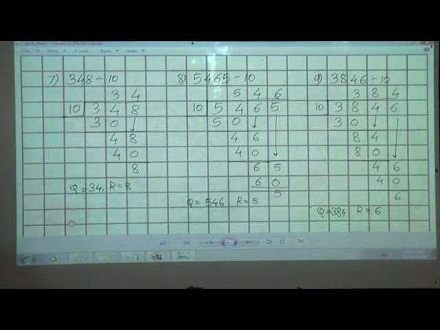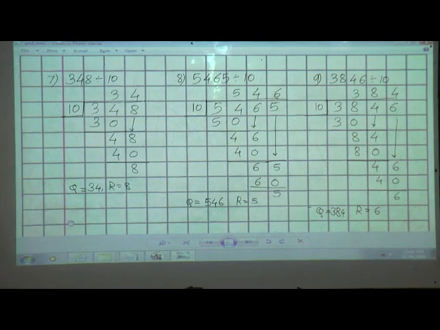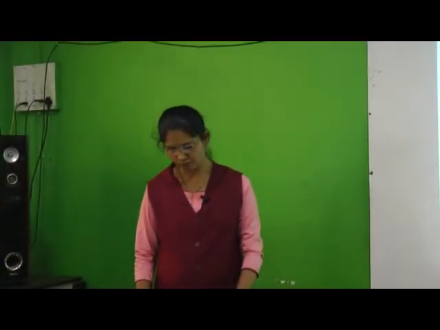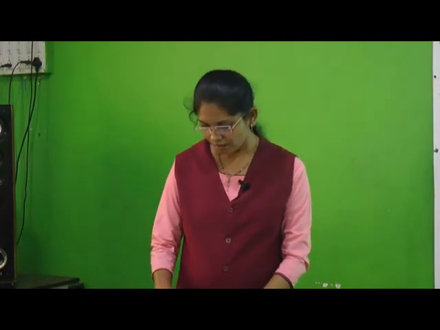Yes, clear? Okay. So what we have learned today: when we divide any number by 10, the digit in the ones place of the number is the remainder and the other digits of the number form the quotient. Means if we divide any number by 10, the number which is at ones place will be the remainder and the remaining numbers will form the quotient.